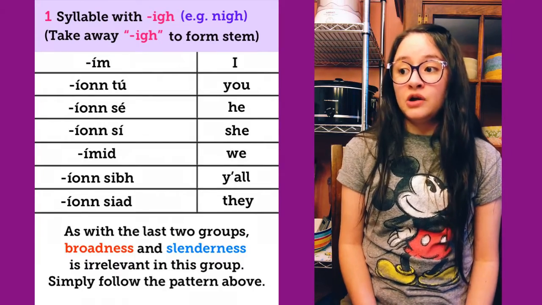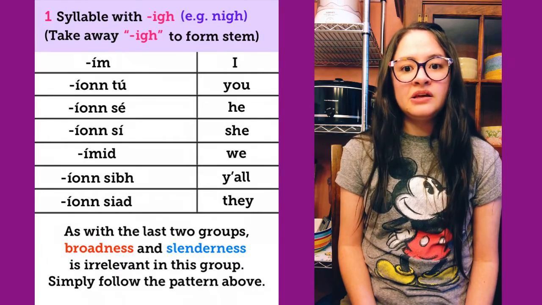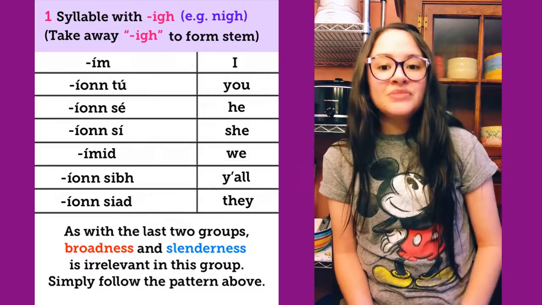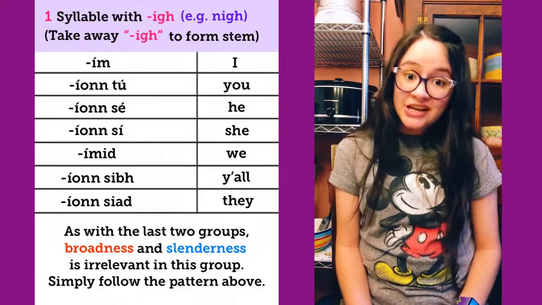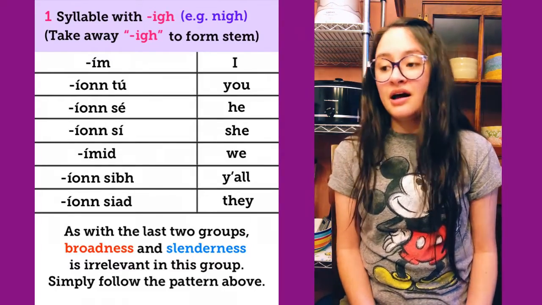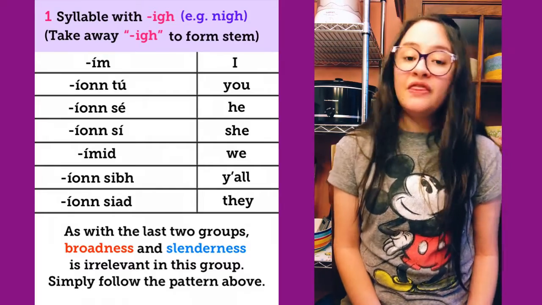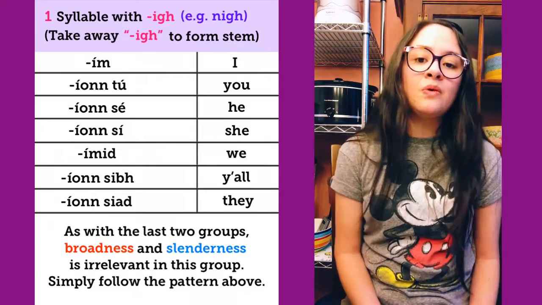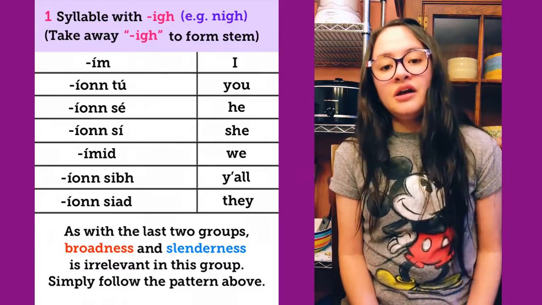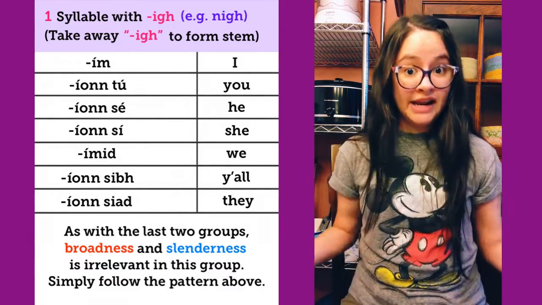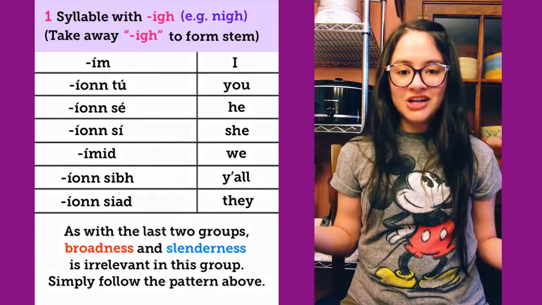You, í fada onn tú. It sounds like neen tú. He, í fada onn sé. She, í fada onn sí. We, í fada mid. Y'all, í fada onn sibh. And they, í fada onn siad. So let's take nigh for example. They wash, niónn siad. We wash, nímid. I wash, ním.